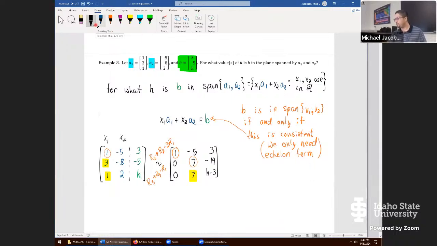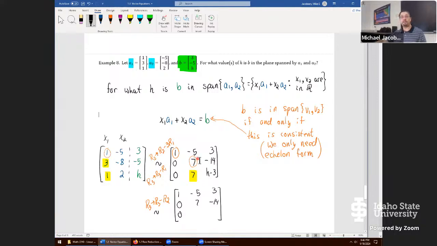To get this into echelon form, we need to eliminate that 7 right there. And so the procedure will be to take row 3, swap it with row 3 minus row 2. So just a row subtraction. First, we put in rows 1 and row 2. So 1, -5, 3. 0, 7, -14. There's no way that 0 can change, so I usually just write it in.